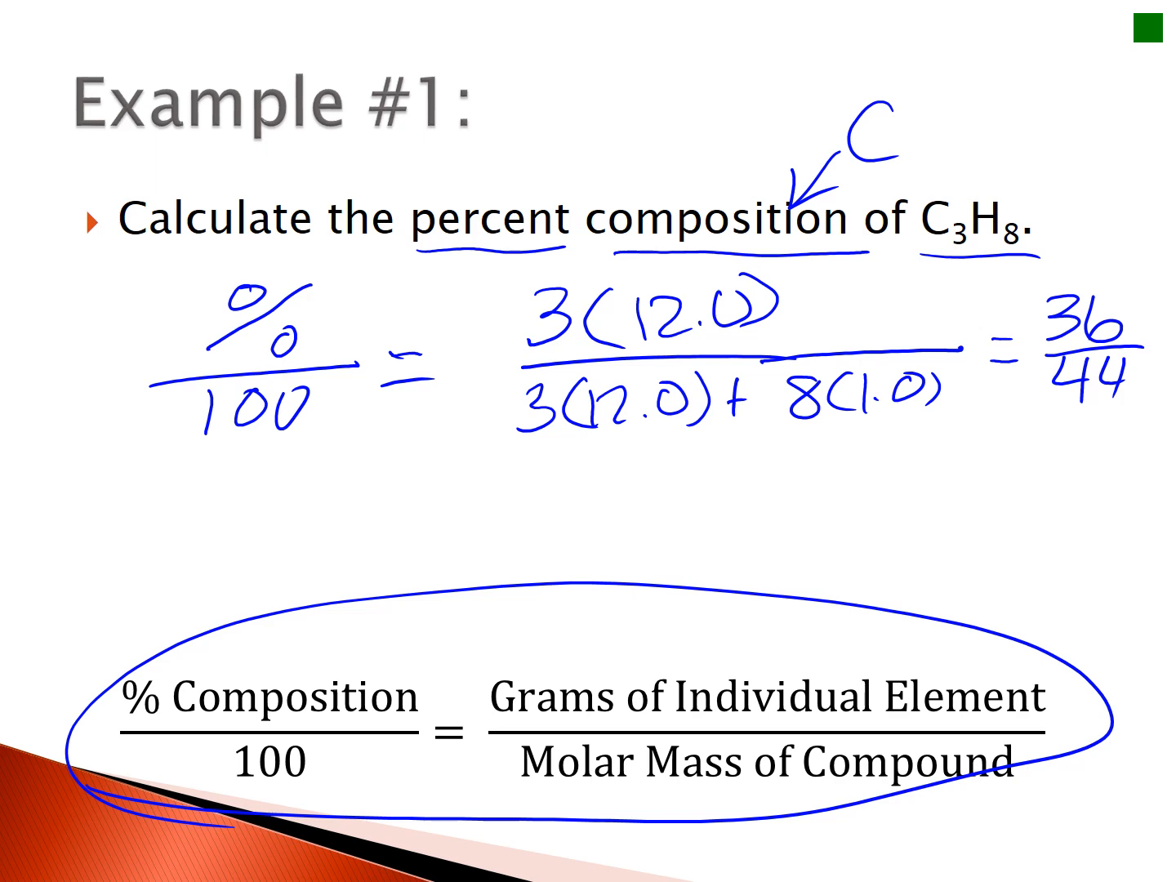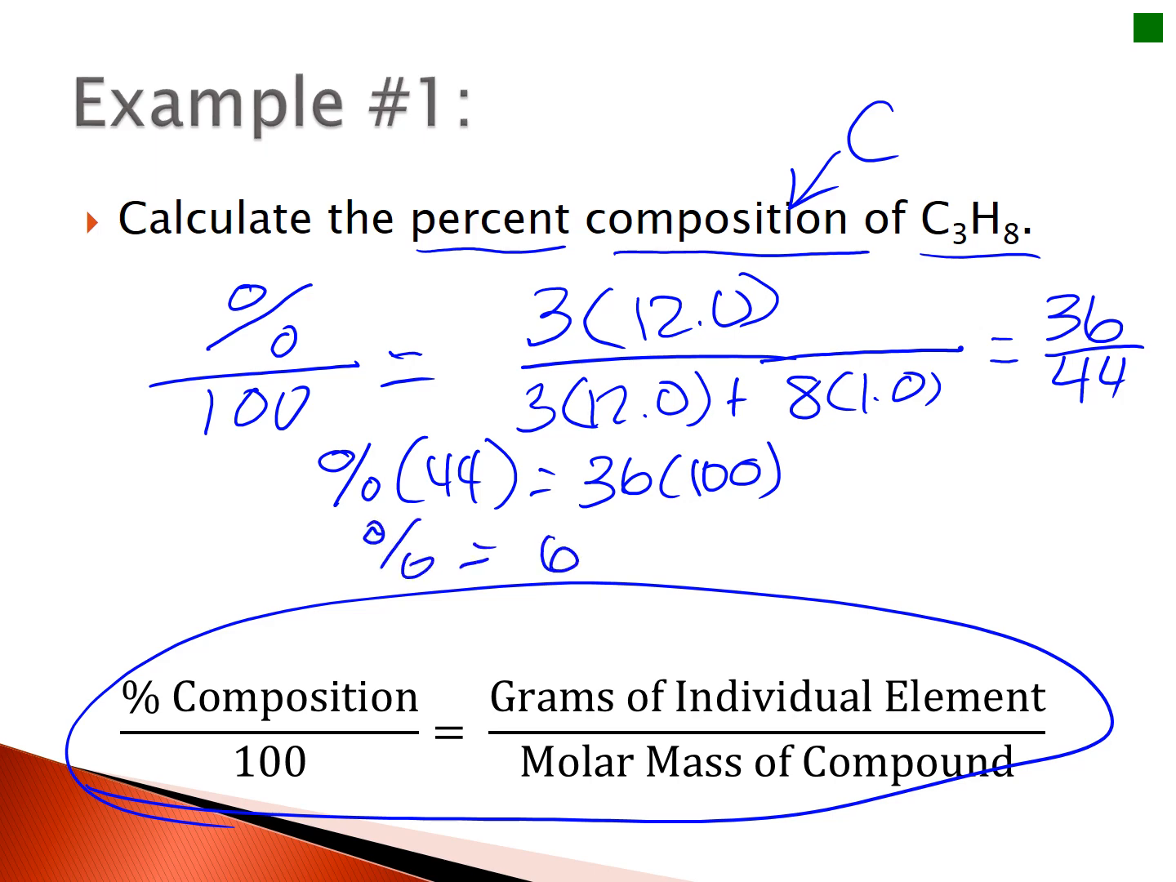All right, so now I'm ready to solve for this percent. So I'm going to do percent times 44 equals 36 times 100. I'm just cross multiplying. You absolutely do not need to show this work. And when I solve this, I get my percent is equal to 81.8%. For percent composition, I'm going to have you round to the nearest tenth. We're not going to worry about sig figs in this case. We're just going to worry about rounding to the nearest tenth. So we get 81.8% of C3H8 comes from the carbon atoms.